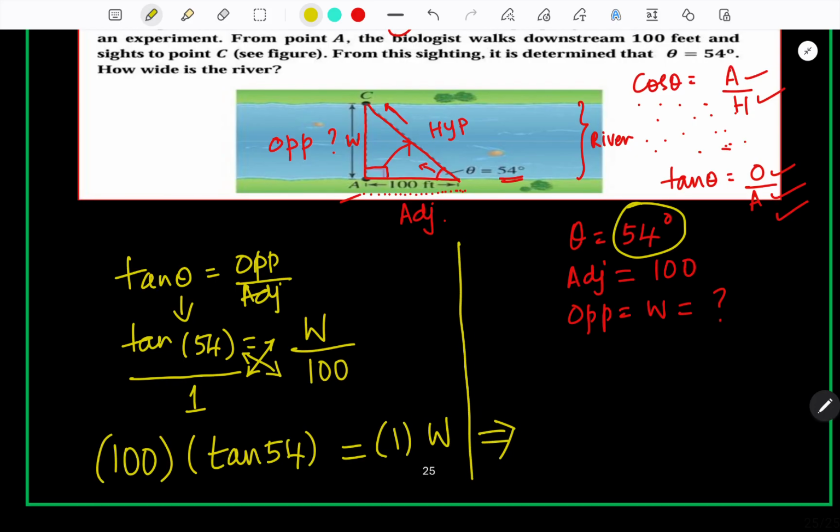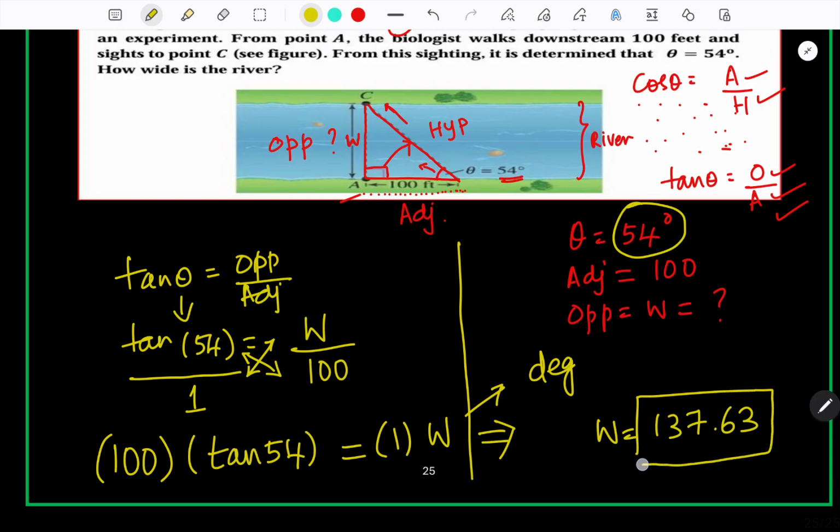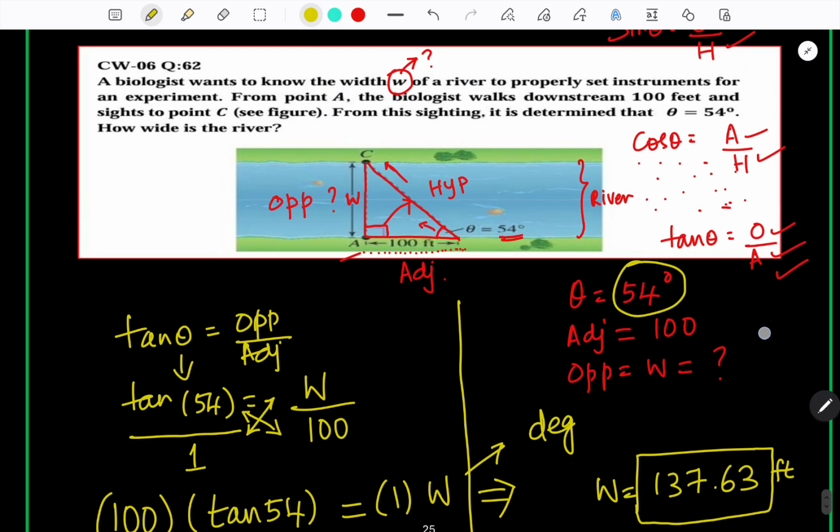1 multiply W, which is equal to, just put in the calculator in degree mode, right? So when I put in the calculator 100 multiply tan 54 degree, 5, 4, close the brackets, which is equal to 137. So W is equal to 137.63. So this is the width of the river. You can call it feet or whatever it is. So this is your W.